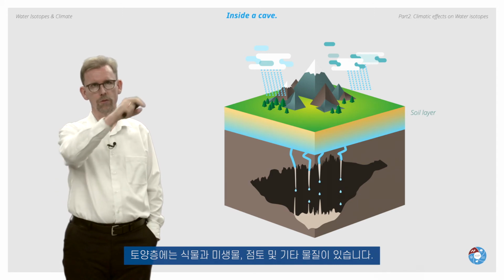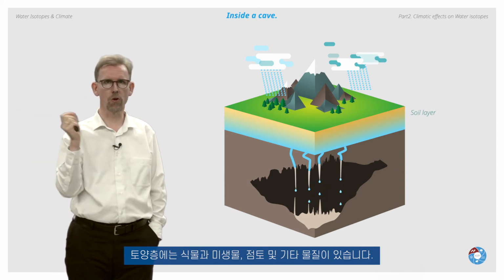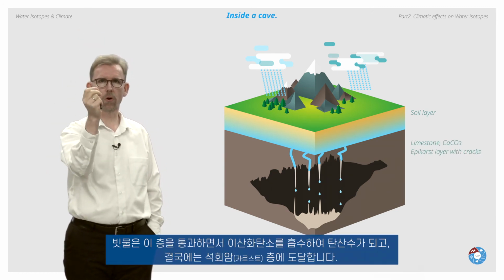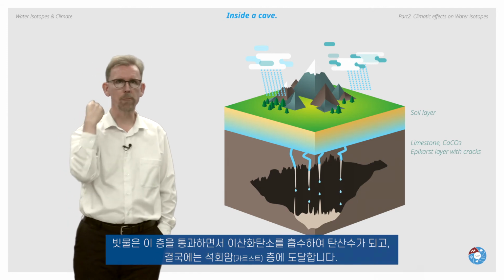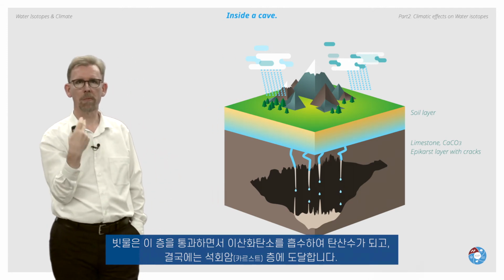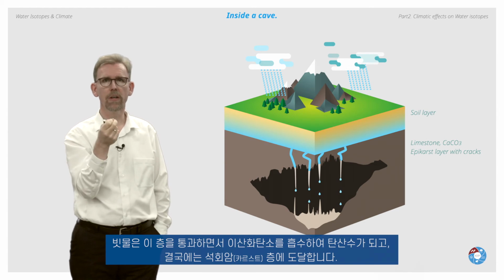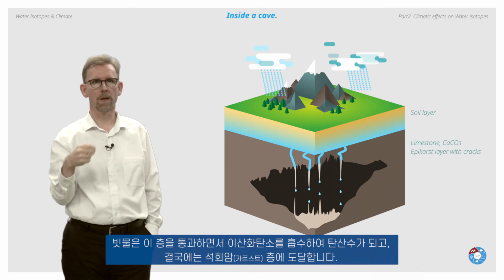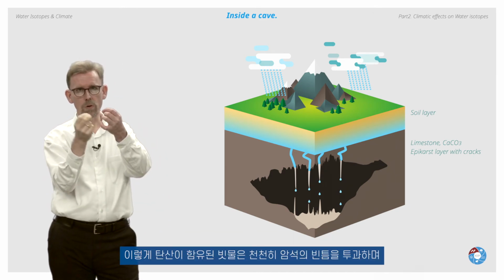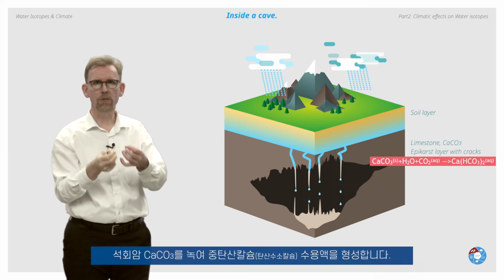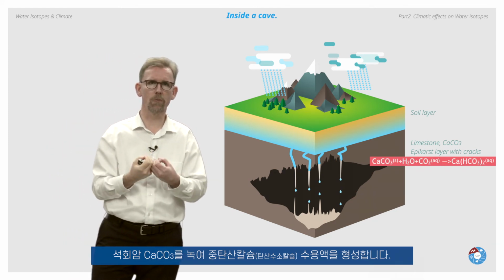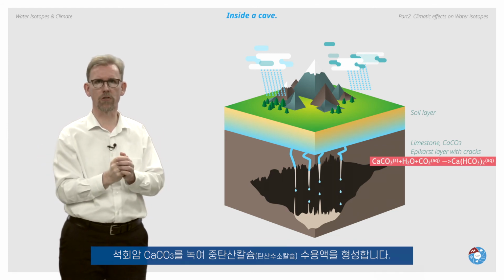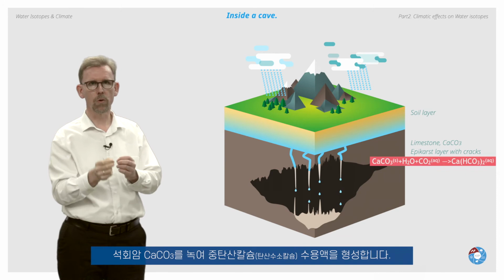First, we have a soil layer with vegetation, microbes, clay and other materials. Water from the rain can percolate through this layer slowly, absorbing CO2 and becoming carbonic acid until it eventually reaches the limestone epikarst layer. There it slowly seeps through little cracks and slowly dissolves the limestone CaCO3 to form calcium bicarbonate, also called calcium hydrogen carbonate, in aqueous solution.